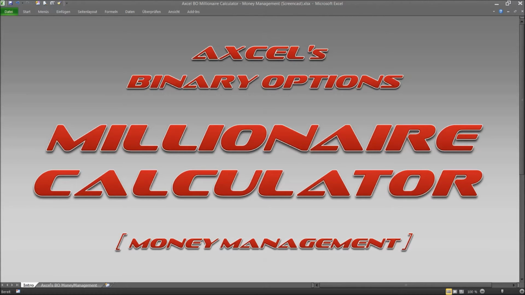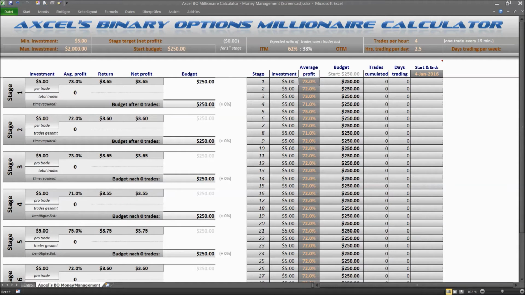So that's why I created the Binary Options Millionaire Calculator in Excel, which this time around does not use any VBA and macro programming, and just by plain Excel formulas provides a money management in tabular format that also allows the projection of the time frame involved. The actual calculator looks like this and is organized into different stages, each of them having a target which can be set, and the idea is that you trade with always the same investment per trade until you reach that target before going on to the next stage with a then higher investment per trade.